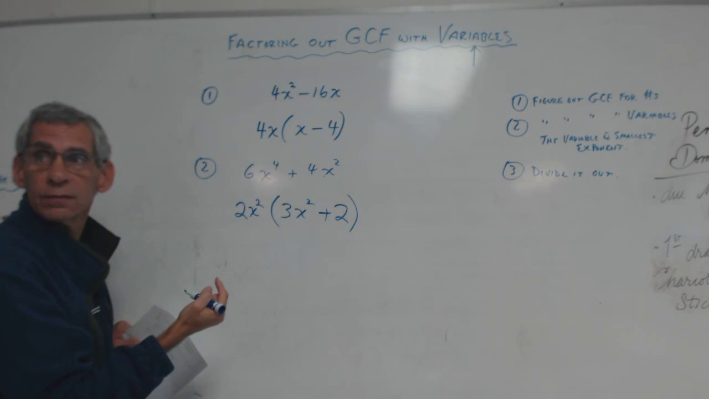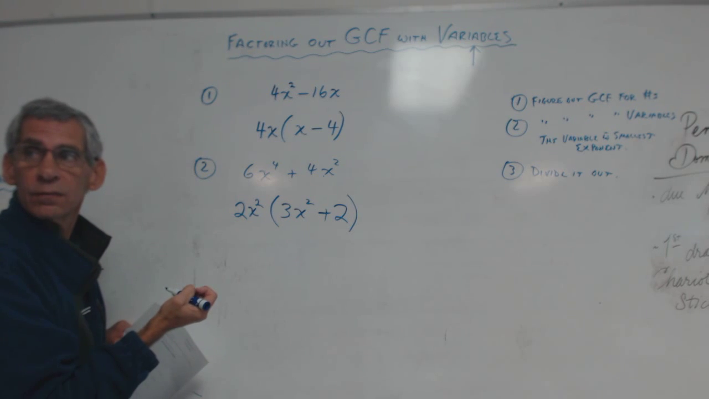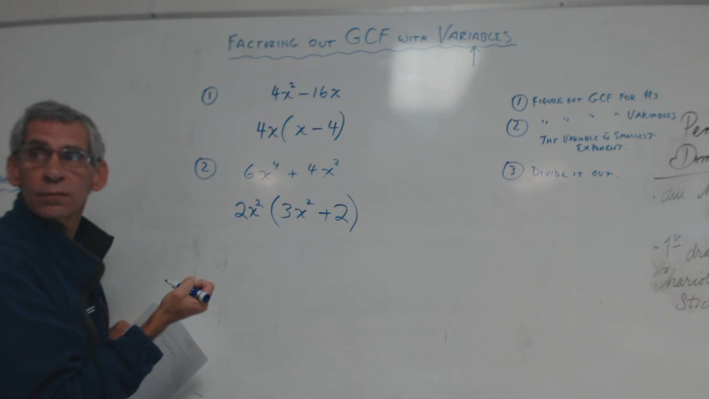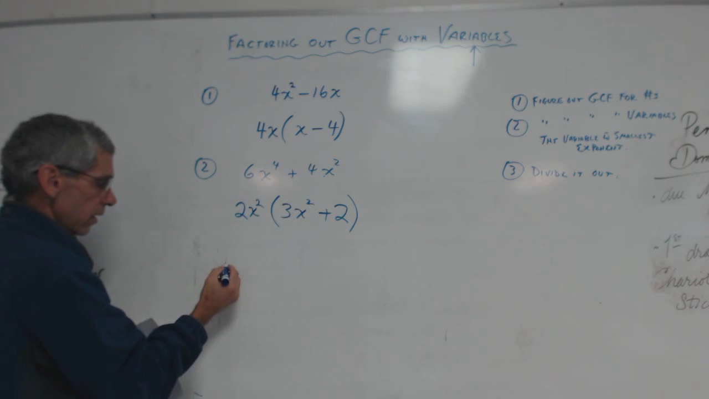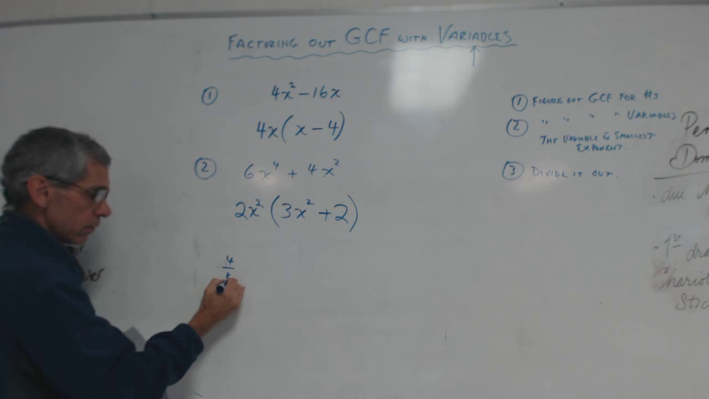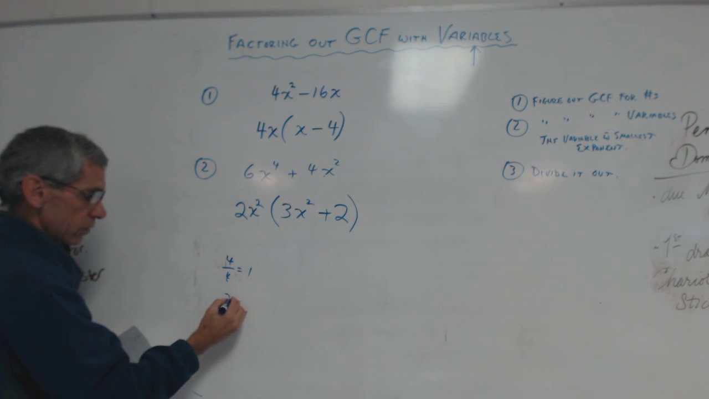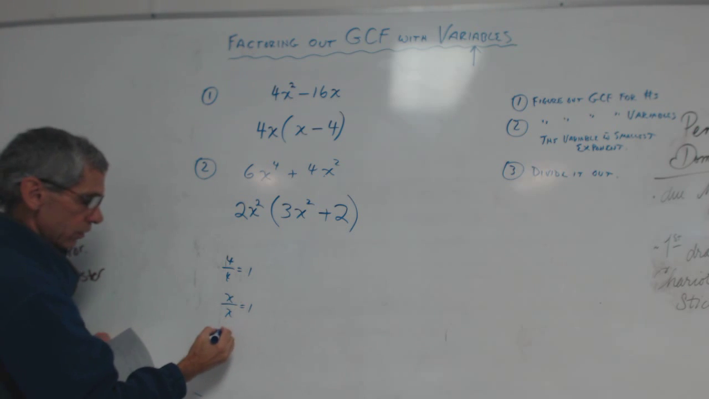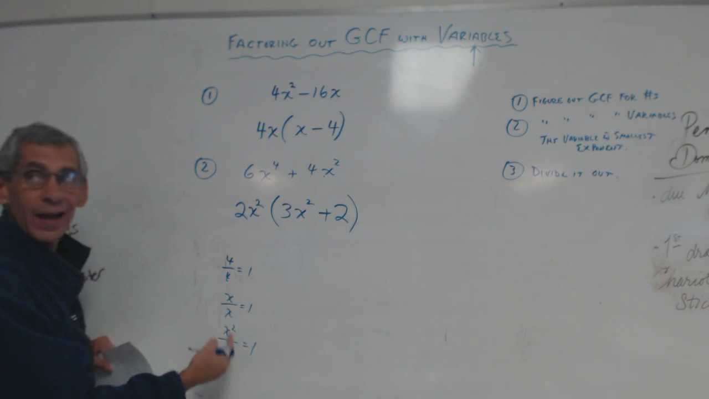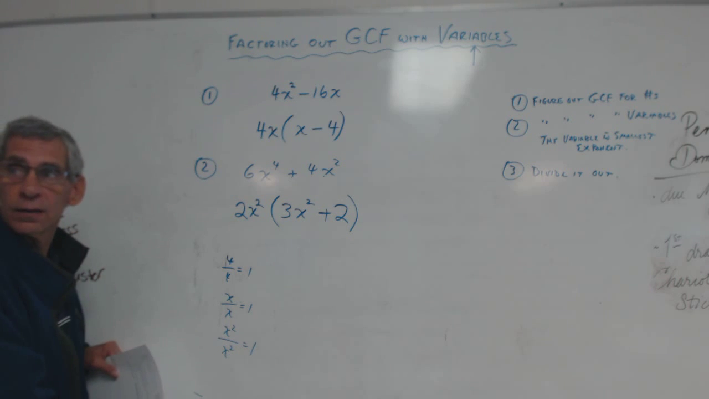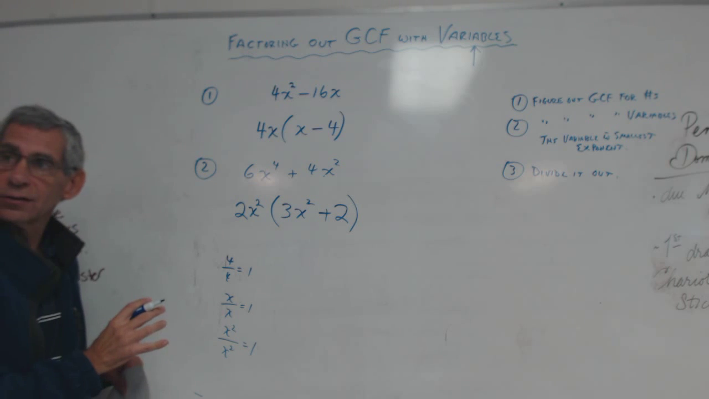Again, one of these is not going to have a variable after it. Right? You see that? Wait, when you said 1 for the x, wouldn't it still be 1x? Or would it just be no x? No, because think about it. What's 4 over 4? 1. What's x over x? 1. What's x squared over x squared? 1. It's not 1x. It's just 1. When you have the same thing upstairs and downstairs, it's just 1.